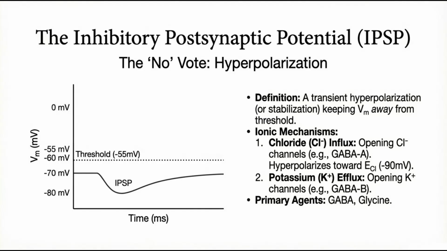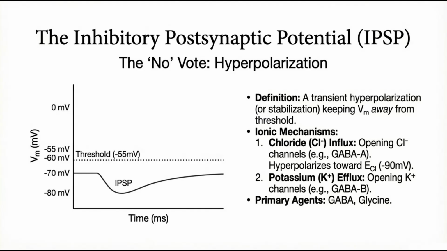So what's mechanism 2, opening potassium channels? This is how GABA B receptors work. Remember, GABA B is metabotropic. It activates a G protein that then goes and opens a specific type of potassium channel. And since potassium is high inside the cell, it flows out of the cell, taking its positive charge with it. If you lose positive charge, the inside of the cell becomes more negative. The cell hyperpolarizes, moving further away from threshold. And the main agents for this are GABA and glycine.